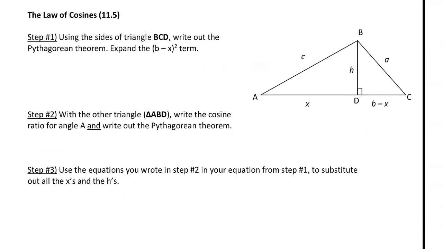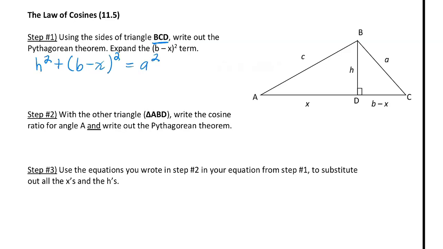Now we'll walk through these different steps and I'll show you where the law of cosines comes from. So step one, using the sides of triangle BCD, which is this triangle over here, write out the Pythagorean Theorem, and then expand the (b minus x) squared term. The Pythagorean Theorem would be this leg squared plus this leg squared equals the hypotenuse squared. So let's write that out. We have h squared plus (b minus x) squared equals the hypotenuse, which is length a, squared.